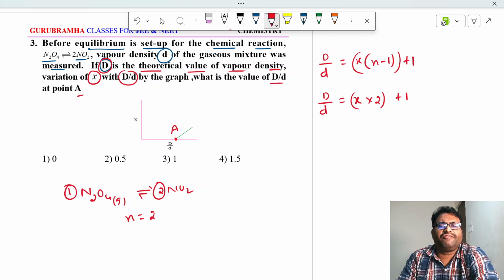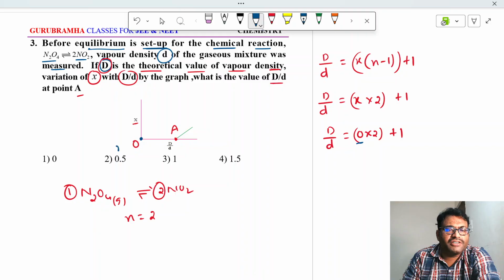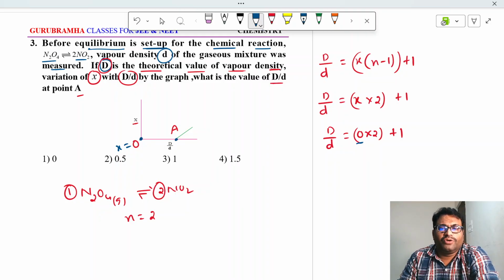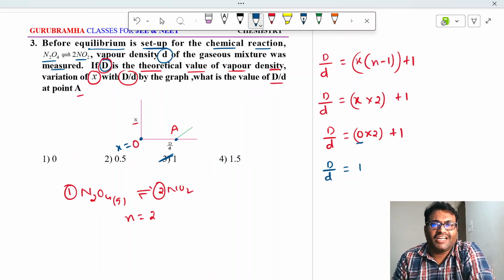So what is the value of D by d at this point A? At point A, x is equal to 0. Did you understand this point? X is equal to 0 at A. So D by d is equal to 0 into 2 plus 1, which is 1. So the answer is the third option. Understood?